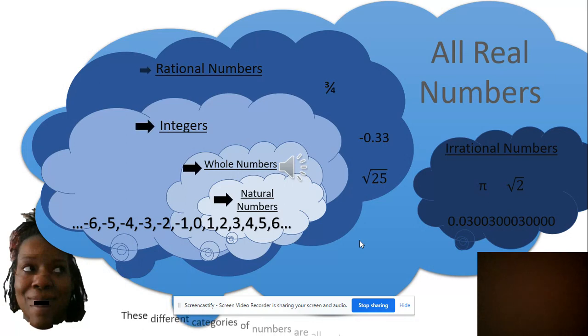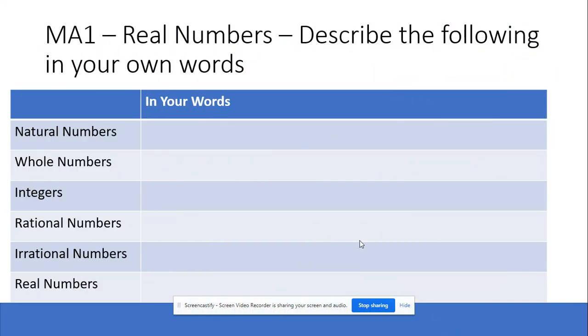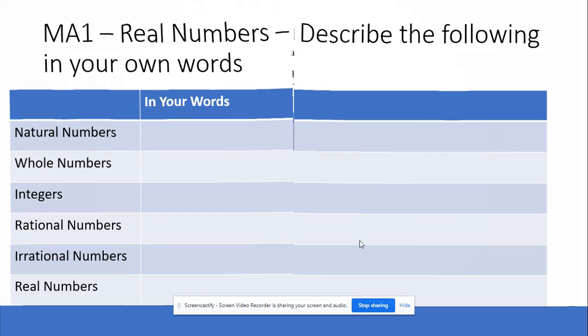These different categories of numbers are all real, my friend. Later you'll learn about imaginary numbers, but not now. Just review these again. This is your MA1. Describe the following in your own words. Tell me.